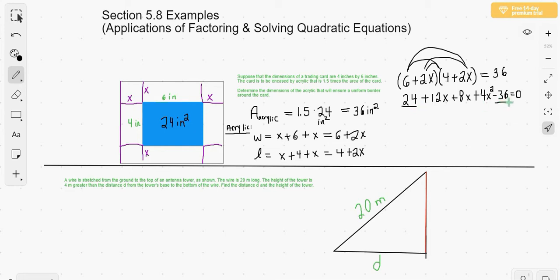And now let's combine like terms. We've got a 24, we've got a minus 36, that gives us a minus 12. I'll throw that over here. We've got a 4x squared by itself, and then we've got 12x and 8x making 20x. Now this is very nice because we have a common factor of 4, so we can pull that out.